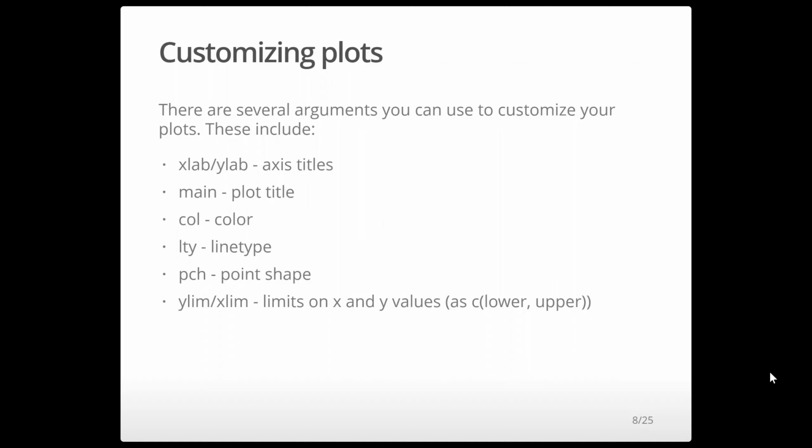To customize our plots, there are several additional arguments we can include. So the xlab and ylab arguments allow us to name the titles. Main puts a main title on the plot rather than an axis title. COL defines the color of the objects on the plot. LTY would be line type for certain types of line plots. PCH is point shape, and xlim and ylim are the limits on the x and y values, and you use the C function to enter those.